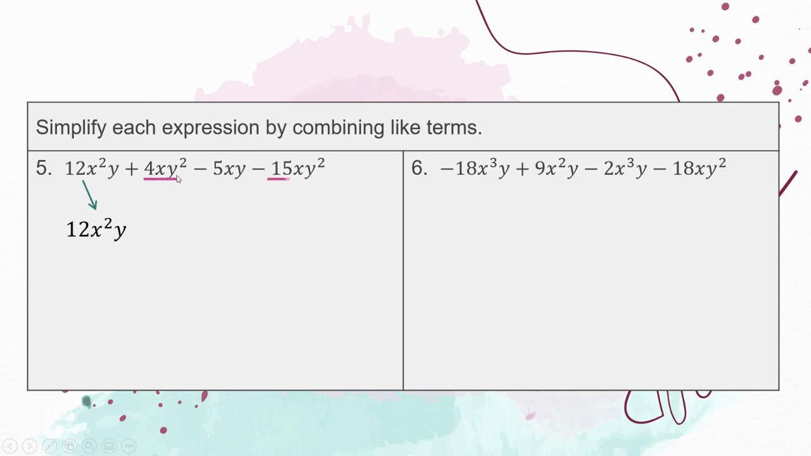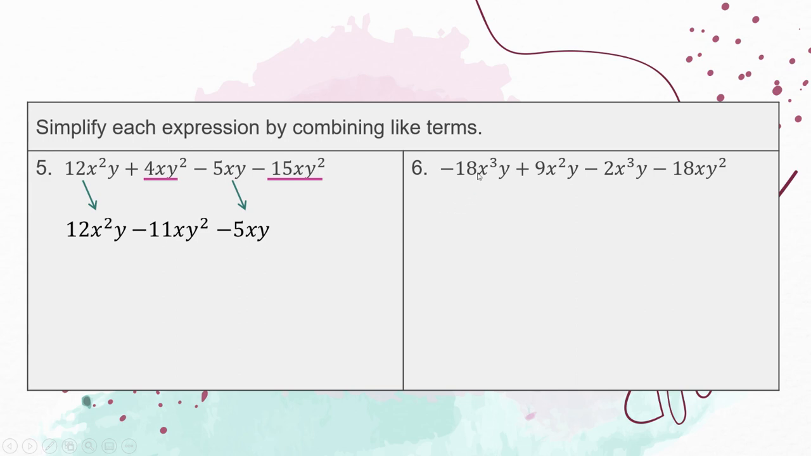And then the 4xy squared and minus 15xy squared are like terms. Combining them, we add the coefficients 4 minus 15 to get negative 11. The variable part stays exactly the same. And then bring down our negative 5xy.